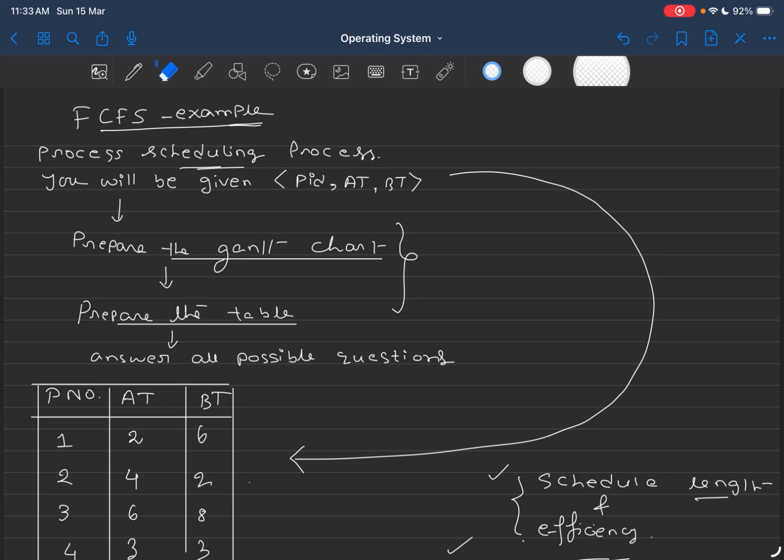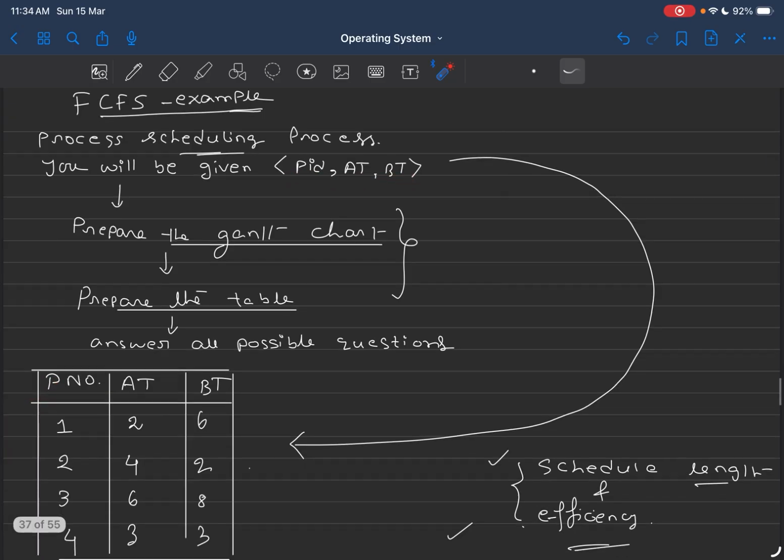Hi everyone. So in this video, I will be explaining one more example of this first come first serve algorithm. I am taking multiple examples so that you can understand this algorithm in a much better way. Here I will be showing you the process of scheduling processes. At the very first, as part of the question, you will be given a set of process IDs, their corresponding arrival times and their corresponding burst times, just like this.